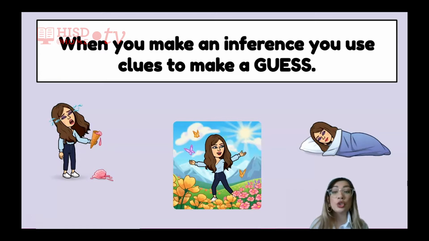When you make an inference, you use clues to make a guess. If you look at this picture, you can see that the girl is crying. But why do you think she's crying? What happened to make her cry? And then if you look at this picture, this girl looks happy. But can you make an inference? Can you guess what she's thinking right now? What is this girl thinking here? And then if you look at this girl, she looks sleepy. But how do you know she looks sleepy? You have to make sure you look at what the characters are doing, how the characters feel, and what's around them.